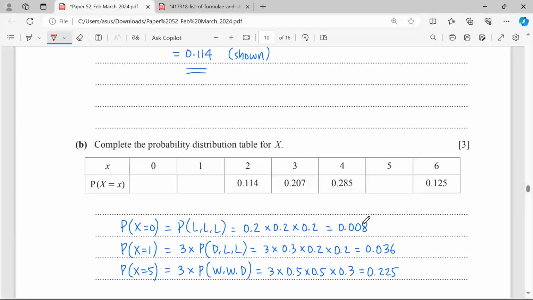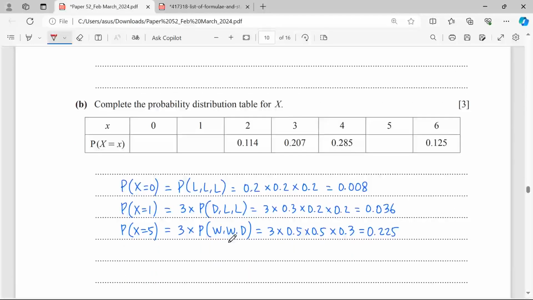And for probability x equals 1, we can have the following: draw, lose, lose. Yeah, draw is 1, lose and lose is 0. And again, we have to multiply by 3 because of the similar reason. We get the following, and probability x equals 5, we can do win, win, draw, and we get the following. So this is 0.008, 0.036, and 0.225.